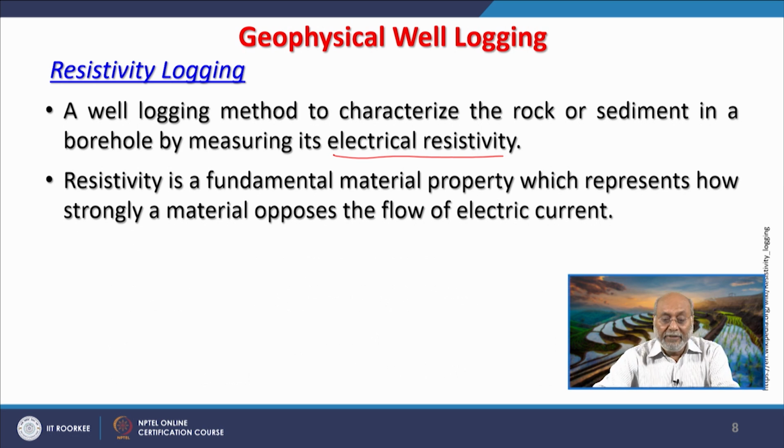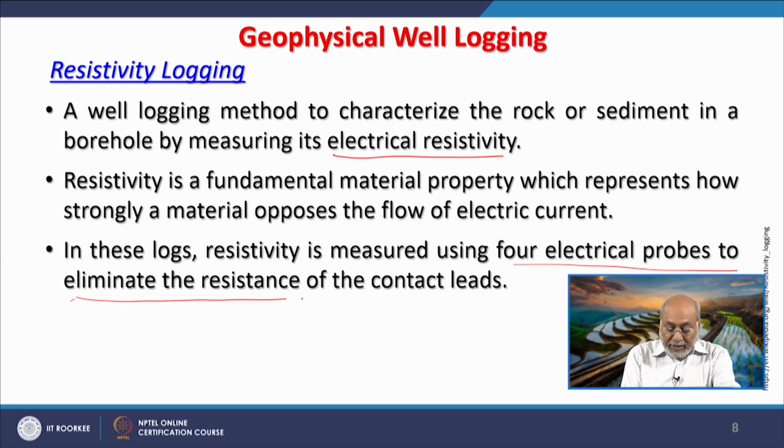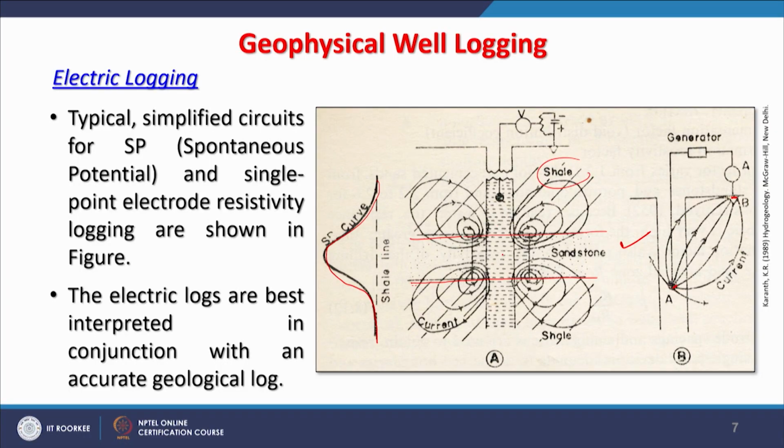Resistivity, as we know, is a fundamental property which represents how strongly a material opposes the flow of electric current. In the logs which we obtain through resistivity surveys or resistivity well logging, it is measured with 4 electric probes, eliminating the resistance of the contact leads. In the previous example, as we have seen, the 4 electrodes have been used, and that example is being shown here.